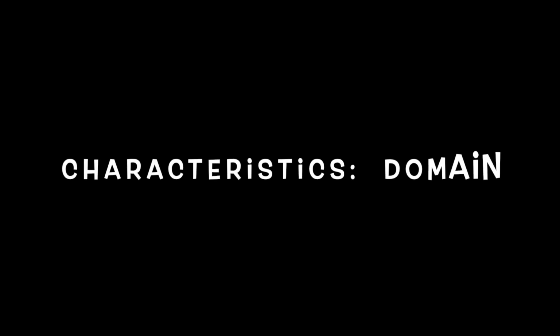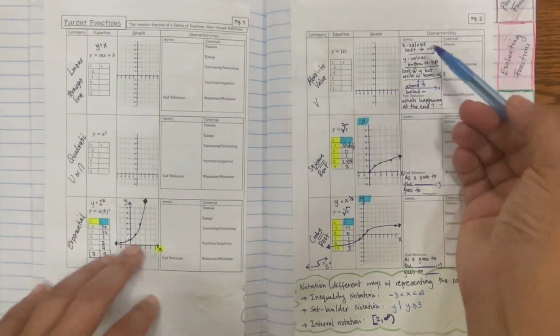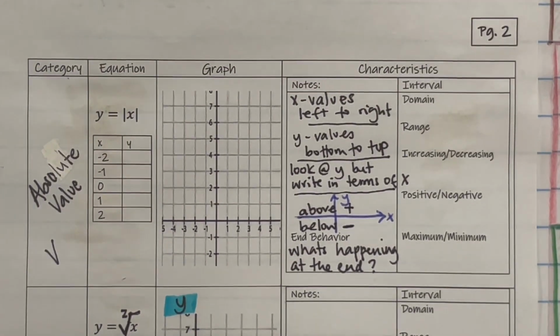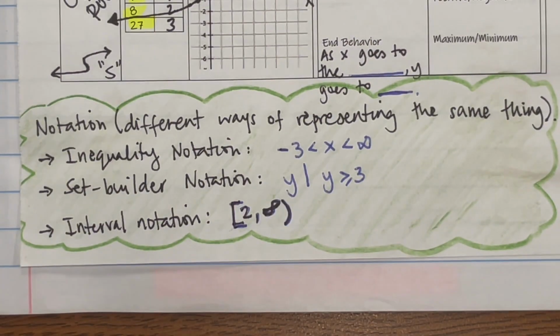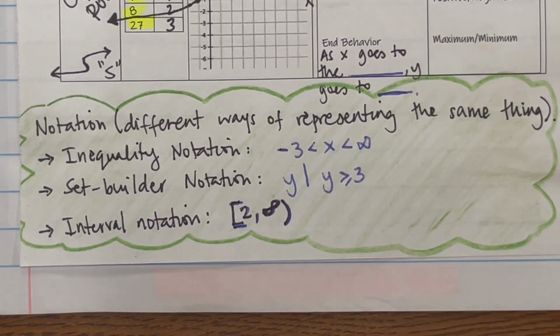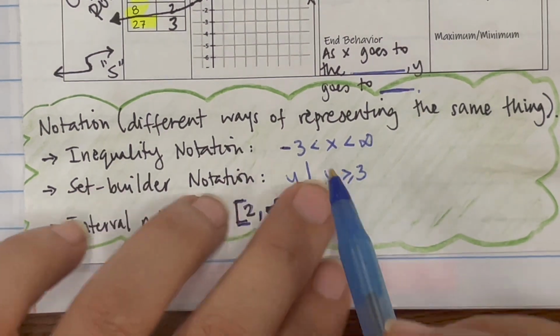Take a look at characteristics, specifically domain, in this video. So go ahead and pause the video and copy this down. Pause the video again and copy this down. So the notation is simply different ways of representing the same thing. Let's take a look at what an inequality notation looks like.